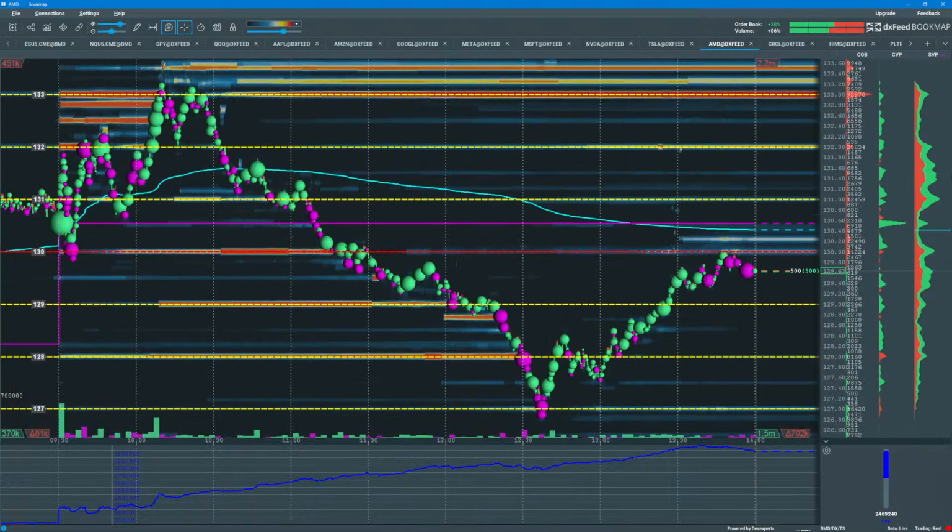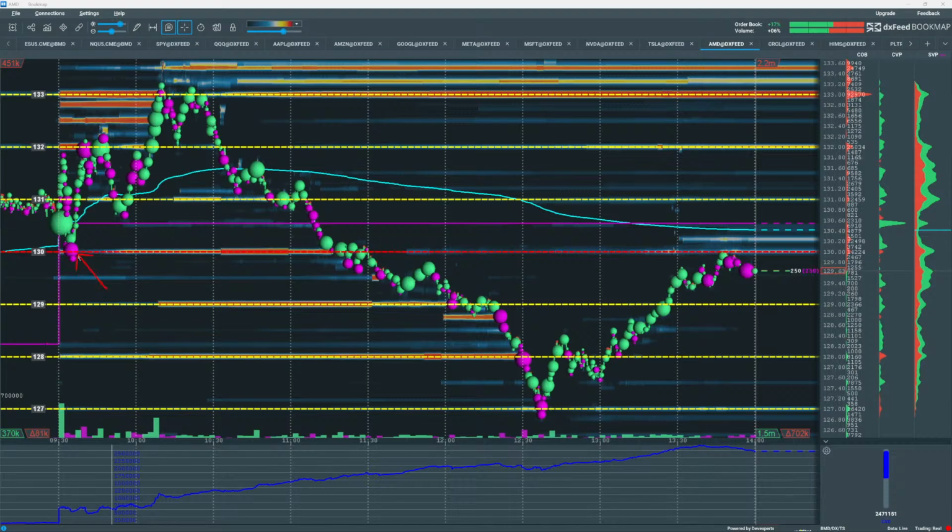AMD, there's the pullback to the 130 key gamma strike. Nice pullback entry for a long up to 133. Again, the call buyers took their foot off the gas. Traders start buying puts, selling calls, price moves lower, and then the options traders reverse again.